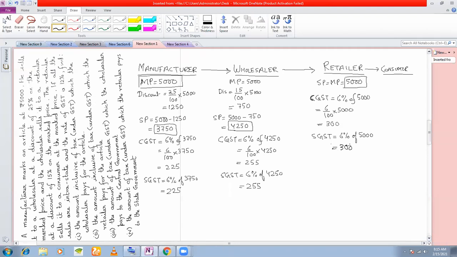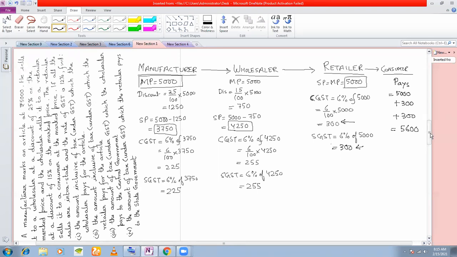Now we come to the consumer. How much does the consumer pay? The consumer pays the selling price of the retailer, obviously. So he pays 5,000 rupees, plus he pays the GST. This 300 rupees that the retailer gets, he gets from the consumer only. So CGST 300 plus SGST 300. So he pays 5,600 rupees.